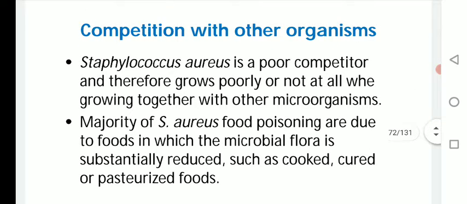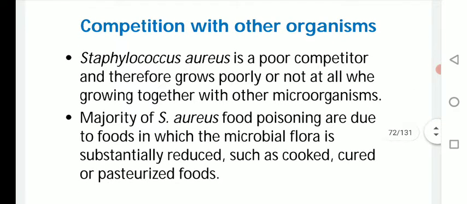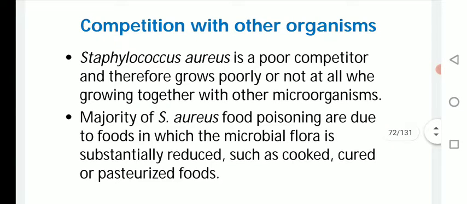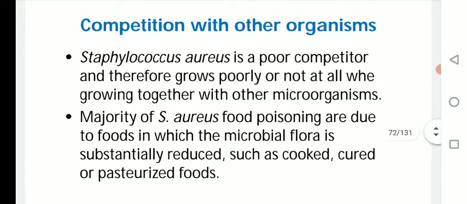As far as competition with other organisms, Staphylococcus aureus is a poor competitor and therefore grows poorly or not at all when grown together with other organisms. So the majority of Staphylococcus aureus food poisoning cases are due to foods in which the microbial flora is substantially reduced, such as cooked or cured or pasteurized foods.